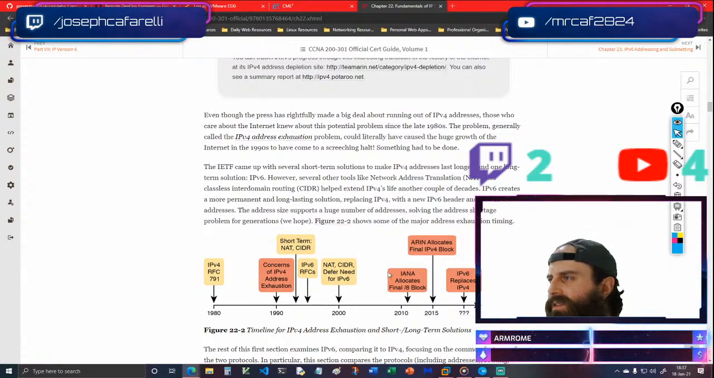Then NAT and CIDR differed the need for IP version 6, and in the 2000s, NAT kind of saved the day, pushing off the need to implement IP version 6 for a little bit longer. And then obviously, we had what we just talked about with the IANA and the IRA exhausting their final IPv4 addresses. And then IP version 6 replaces IP version 4 someday in the near future. Totally replaces IP version 4. All right, that day has not come yet.